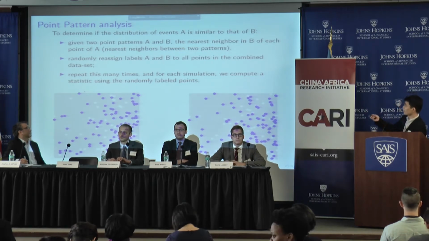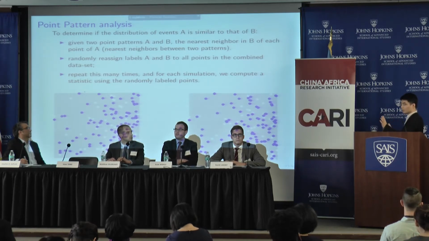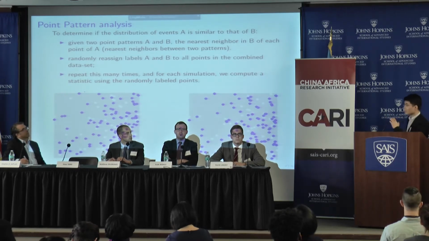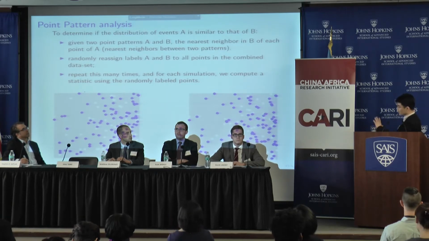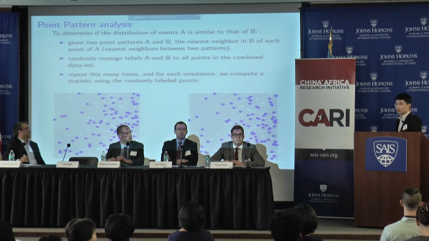Then we can randomly reassign labels A and B to all points. So we have a given point pattern, and we get a statistic. Then we randomly reassign the point labels to all the points, and we get a new statistic, right? And we repeat this process many times. For each simulation, we compute the statistic using the randomly labeled points.